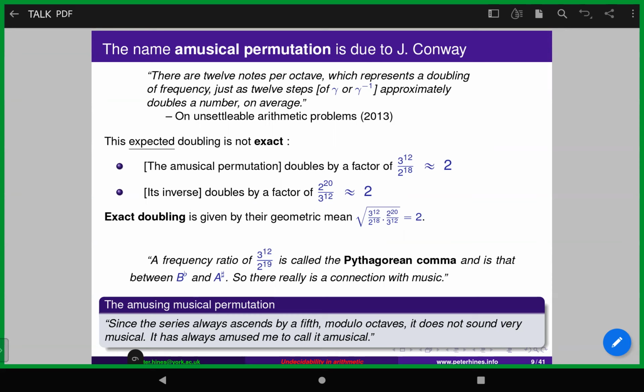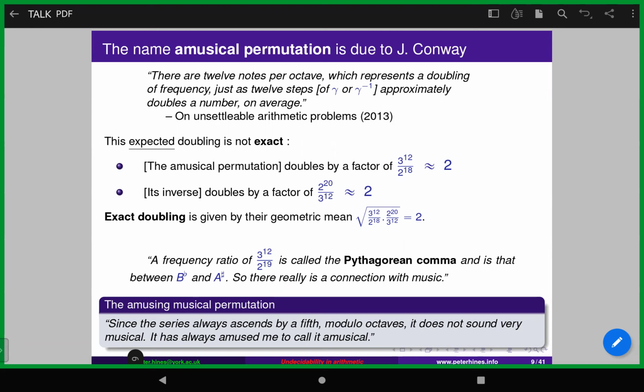So as Conway puts it, there really is a close connection with music. And I've been trying to explore further where this goes. There's been surprisingly little written about it, and we currently have a final year student in York doing a project on the Pythagorean comma. And there's one last point to address, which is Conway calls it the amusical permutation rather than the musical permutation. And he says that the series ascends by a fifth modulo octaves.